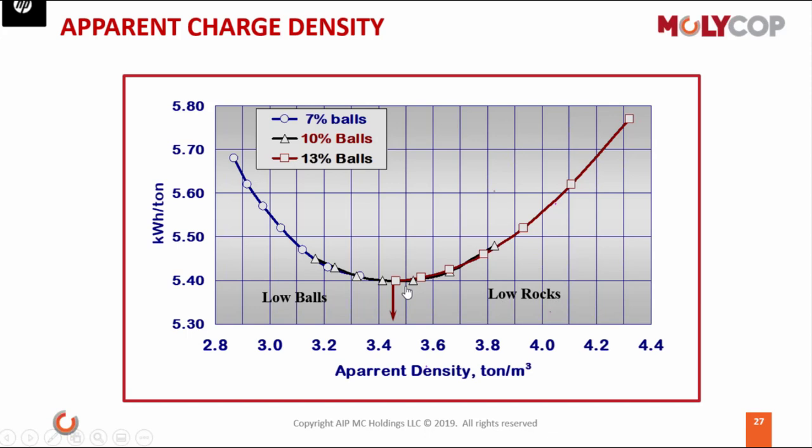In this graph, for example, the optimal apparent charge density is around 3.45, more or less, and you are going to get 5.4 kilowatt-hours per ton. If you add more balls and have fewer rocks, you are going to have a higher apparent density, but your specific energy consumption is going to begin to be higher. If you have a higher specific energy consumption, your throughput is going to be lower. And in the other way, if you begin to increase the rocks, you are going to have fewer balls, you are going to begin to reduce the apparent density, and you are going to increase your specific energy consumption.